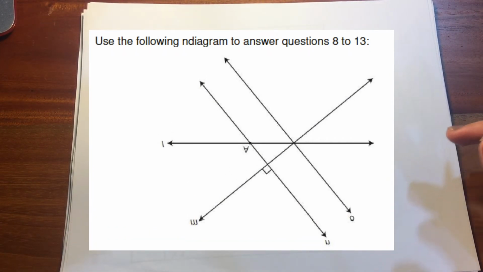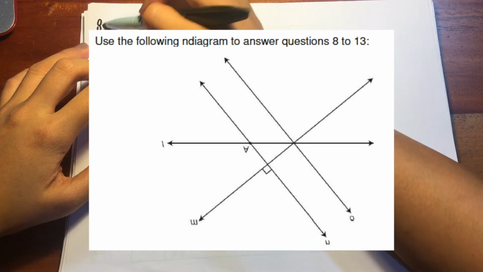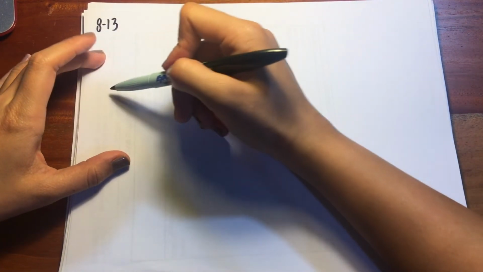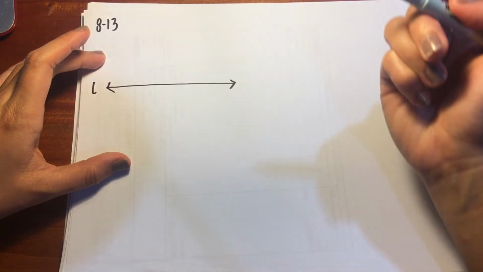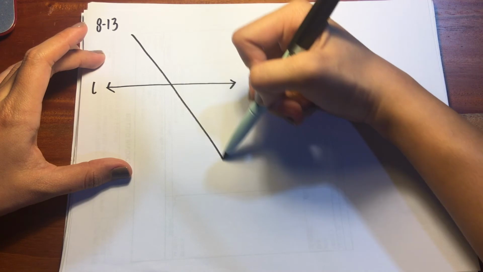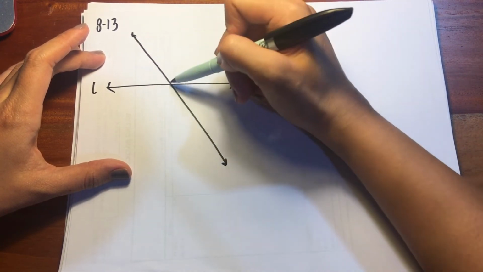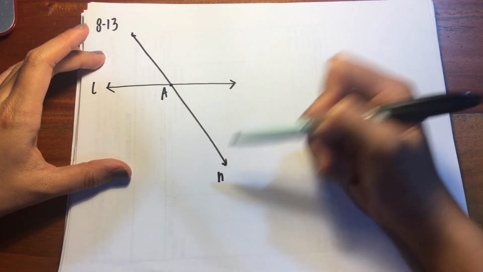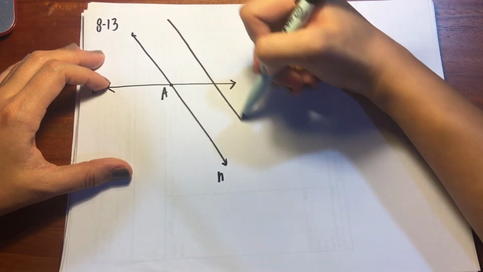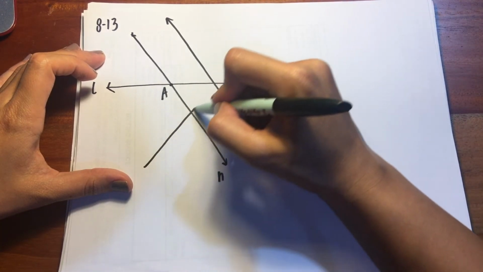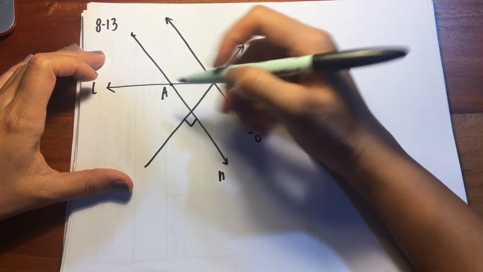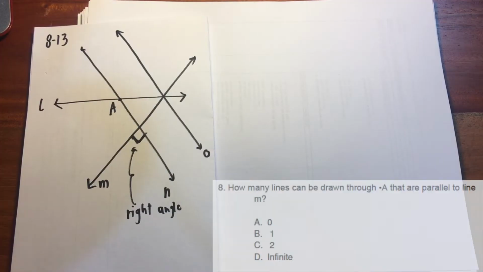Okay, so now we have a geometry problem. These are for questions 8 to 13. Okay. Line L, line N intersecting line L at point A. And then we have line O. Then we have line M, which is at right angle to line N.